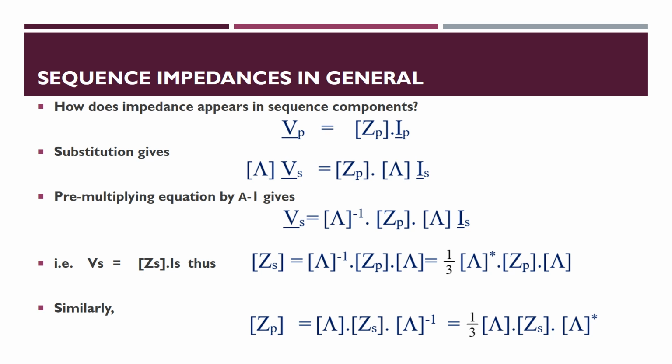Here Zs is equal to A inverse times Zp times A, which can be written as 1 over 3 times A conjugate, Zp, A. Similarly, Zp is equal to A times Zs times A inverse, which can be written as 1 over 3 times A, Zs, A conjugate. So if you know the phase impedance matrix, you can calculate the sequence impedance matrix as in the picture.